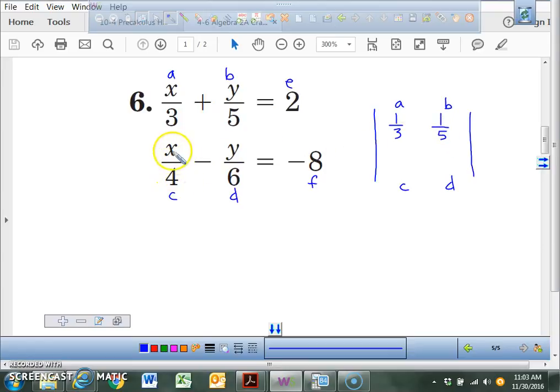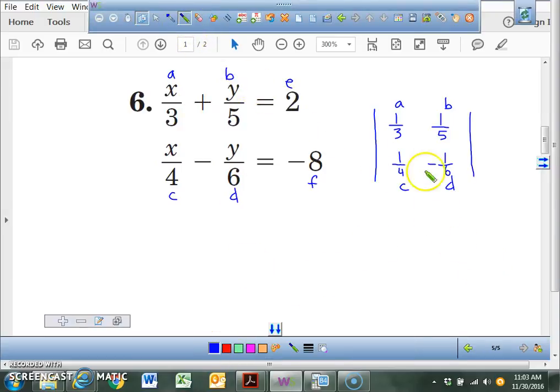So what's my coefficient for this one right here? 1 over 4. Ooh, what about this one? It's kind of tricky. Negative 1 over 6. Good, negative 1/6. Very good. Now, understand that this determinant is a little bit trickier to solve, okay? But you guys have graphing calculators, so it won't be that difficult.